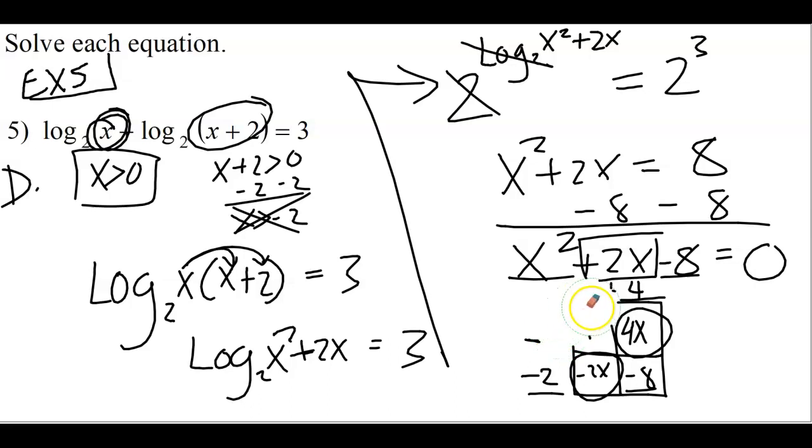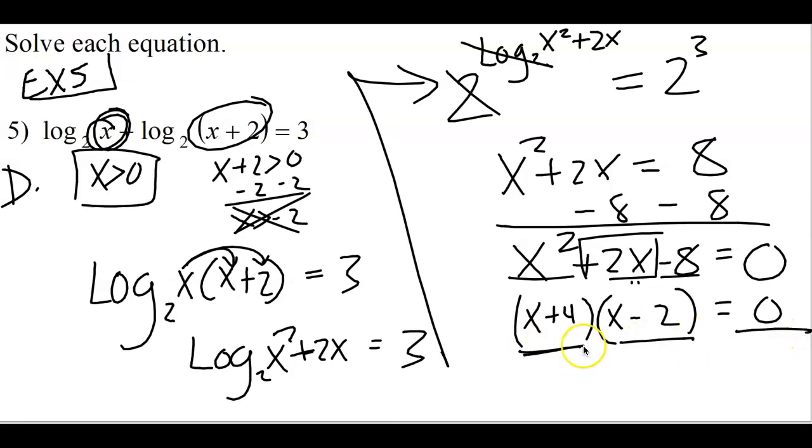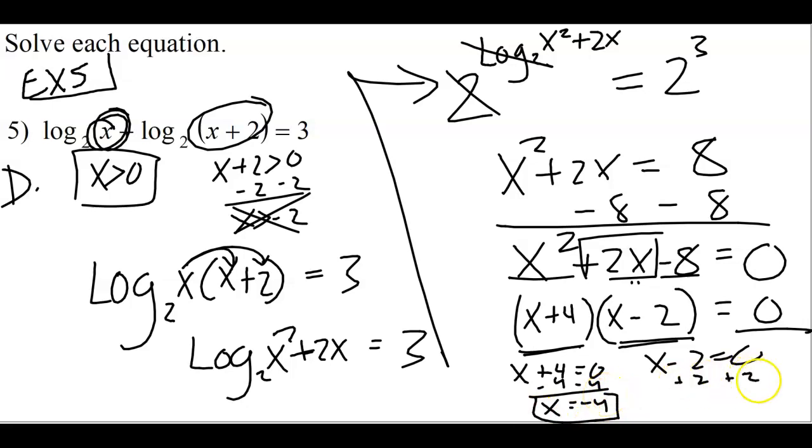I'm going to erase that now. And what we've just found out then is that it factors into x plus 4 and x minus 2. Okay. Now we have a zero product property. That means if this times this equals 0, one of these has to equal 0. So we set them both equal to 0, and we solve both equations. So in this case, we get x equals negative 4. And in this case, we get x equals 2.